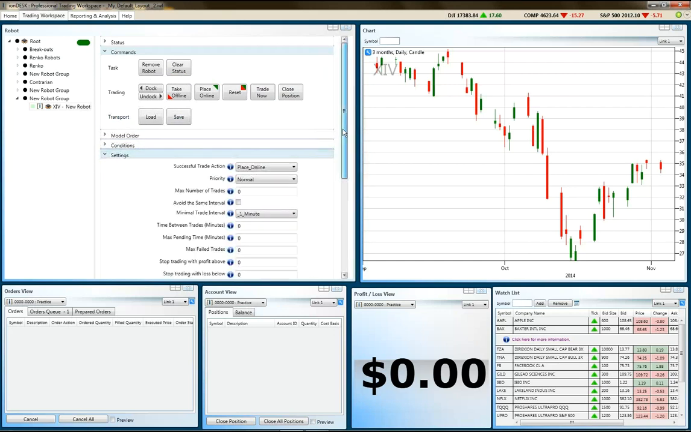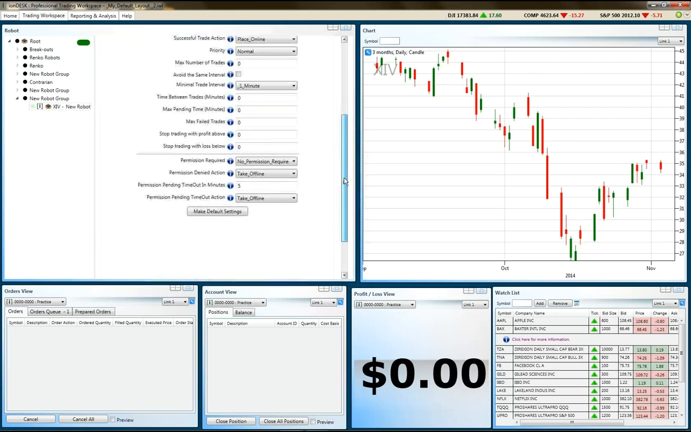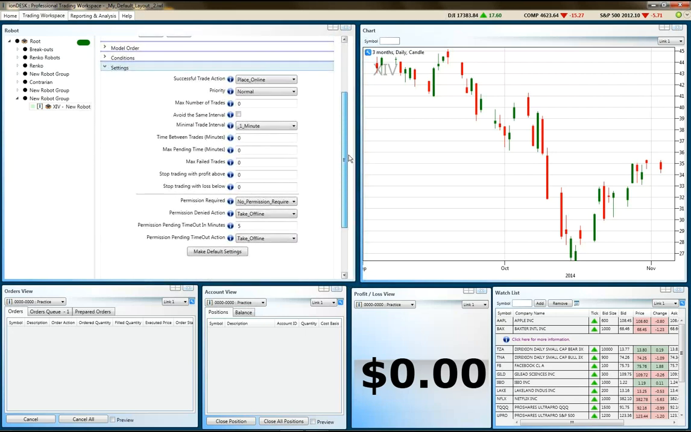So I collapsed our model order, and now I'm here looking at the settings. Within the settings, there's a lot of things that we can do. If we had multiple robots here, we could control those robots in many ways, and I'll show you different ways to do that. Let's say I had a limited amount of money and I only wanted one robot to trade at a time, but I want them both to be looking for a strategy and then the other one to go offline, right?